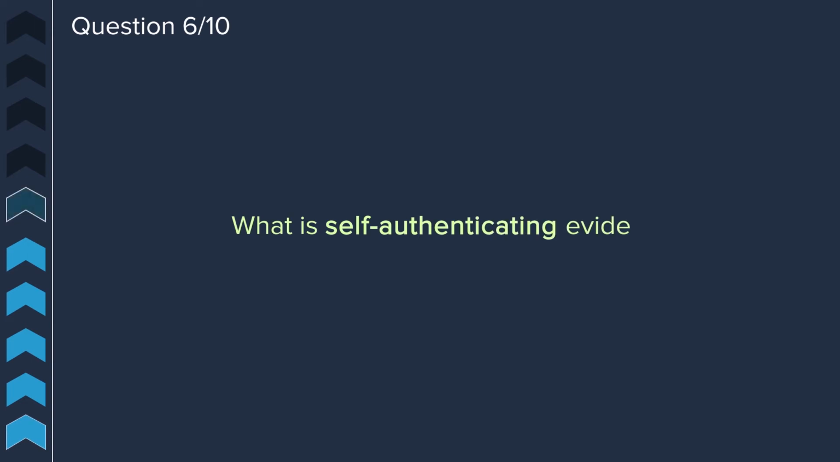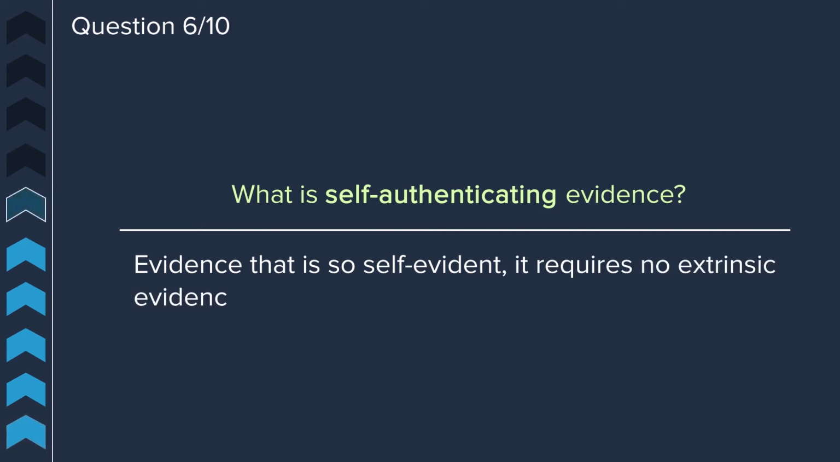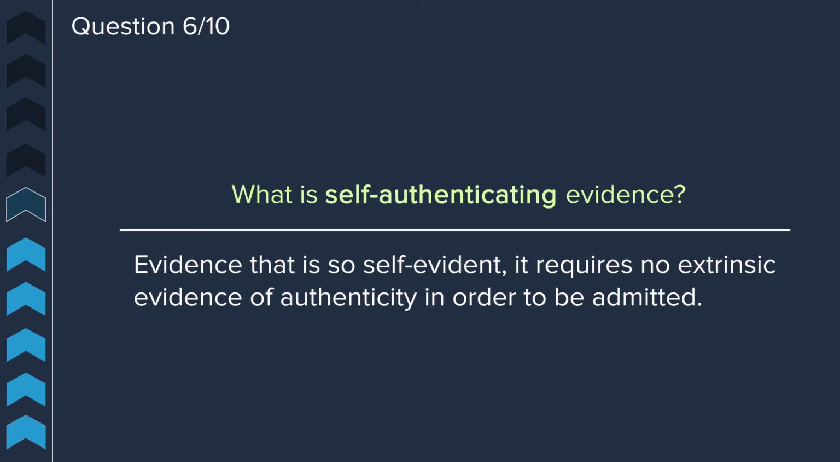Question 6. What is self-authenticating evidence? Self-authenticating evidence is evidence that is so self-evident that it requires no extrinsic evidence of authenticity in order to be admitted. For more information on this, look at Federal Rule of Evidence 902.